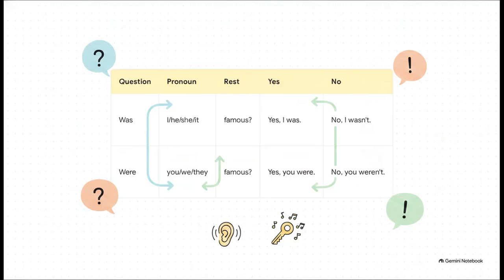And the absolute best part is how the question practically hands you the answer. Check this out. If someone asks you a question starting with was, like was he famous, your short answer is going to echo that exact same word. Yes, he was, or no, he wasn't. If the question starts with were, like were they famous, you just mirror it right back. Yes, they were, or no, they weren't. The question itself gives you a grammatical cheat code for the answer. You just have to listen closely for that very first word.